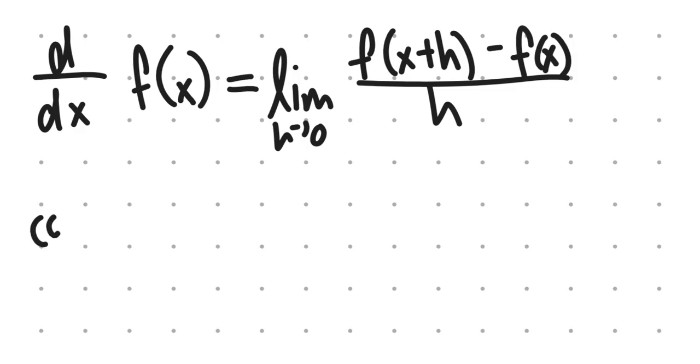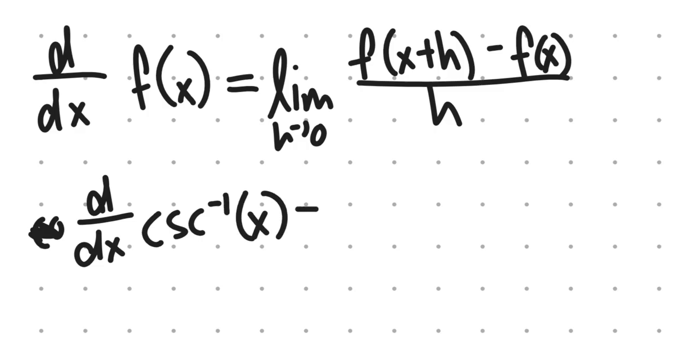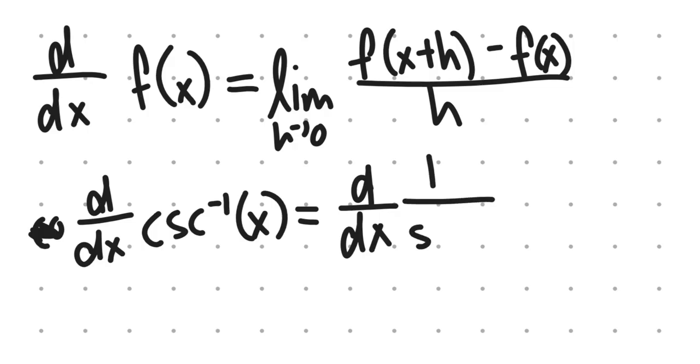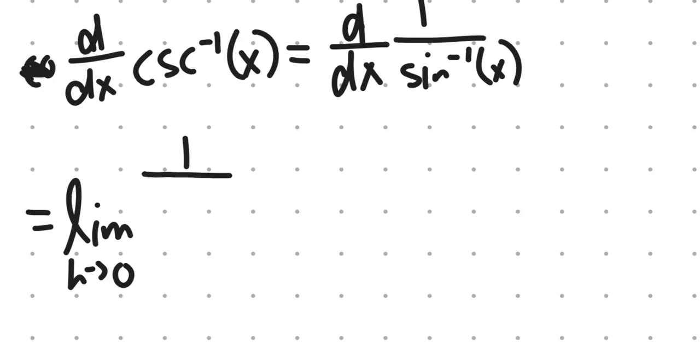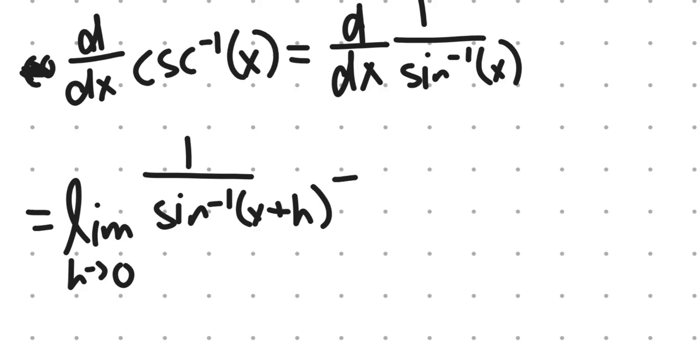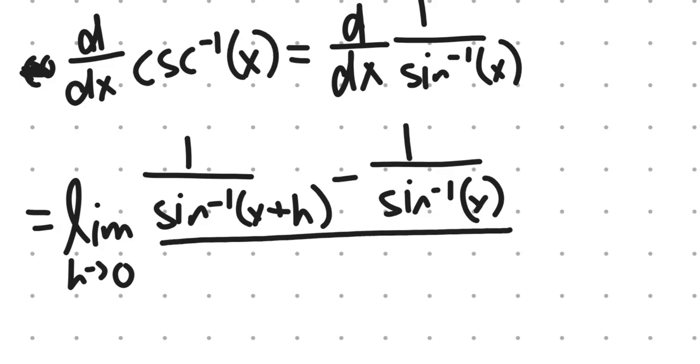Now the derivative of cosecant inverse is the same thing as the derivative of 1 over the inverse sine of x. So I'm just going to let f of x be inverse sine of x and just plug in the limit as h approaches 0 of 1 over the inverse sine of x plus h minus 1 over the inverse sine of x all over h.